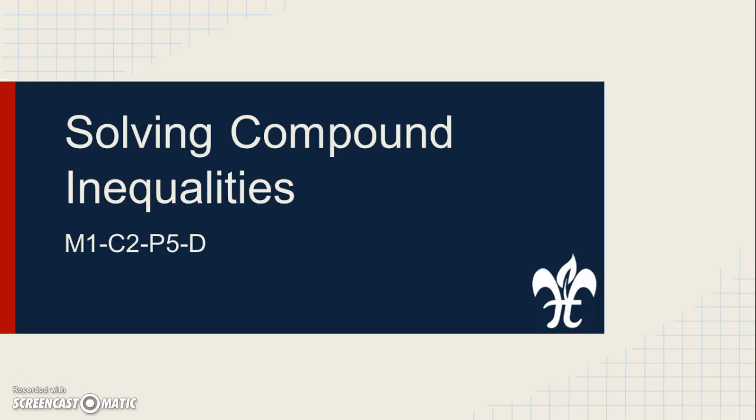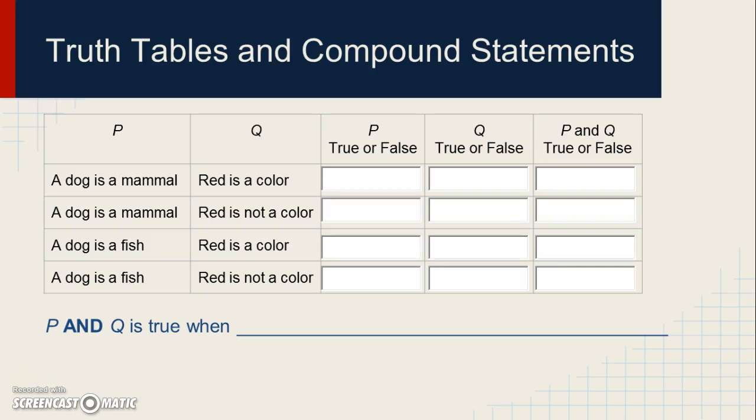Today we're going to take what we know about inequalities and begin to solve compound inequalities. Compound inequalities deal a lot with true and false statements, so we'll begin by filling out this truth table and talking about how compound statements work. So this particular truth table is an AND truth table, and we want to know when P and Q is true. When P and Q is true, what has to happen?